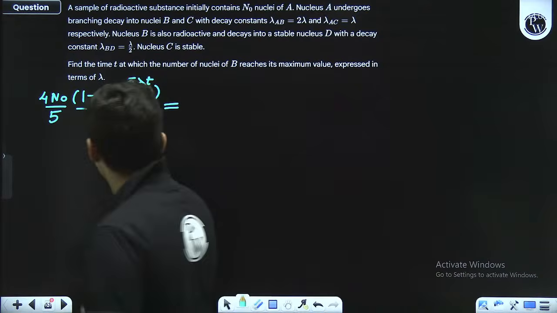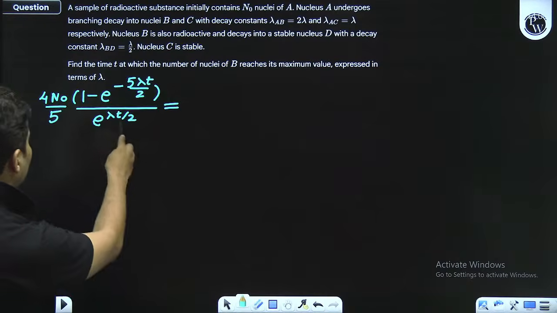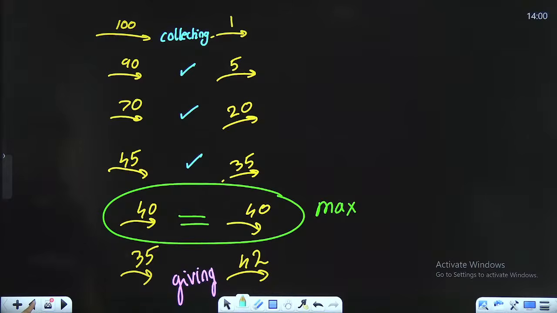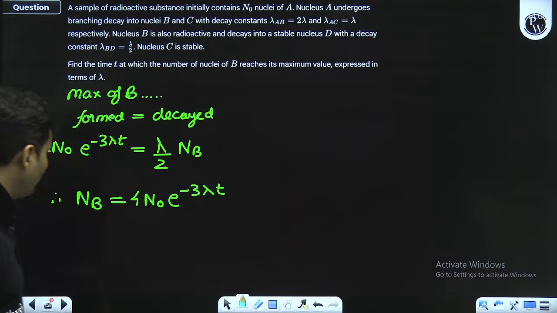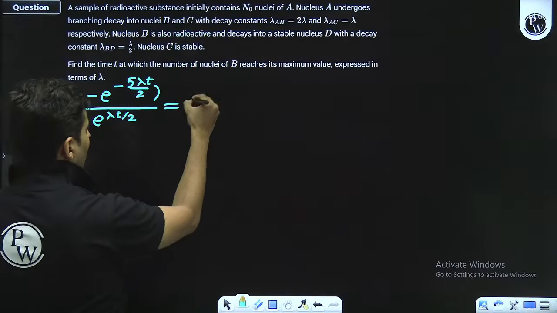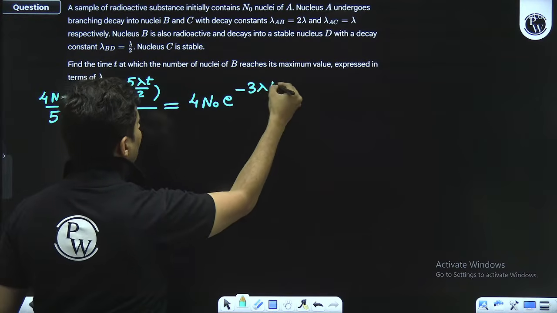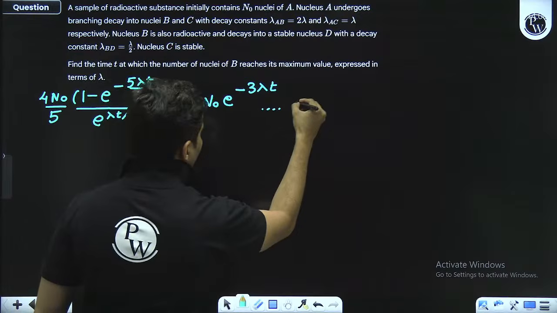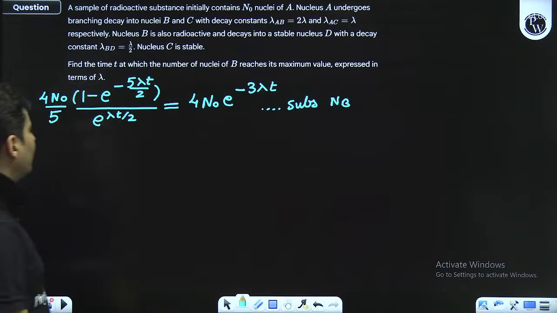Okay, anyways, doing this back, 4 by 5 n naught, okay, this is done. Just check. Yes, this is done. Is equal to, we are going back, this is N_B, this number 4 N naught e raised to minus 3 lambda t. So this is substituting the N_B value. Now you just have to solve this, guys. 4 N naught cancelled off.